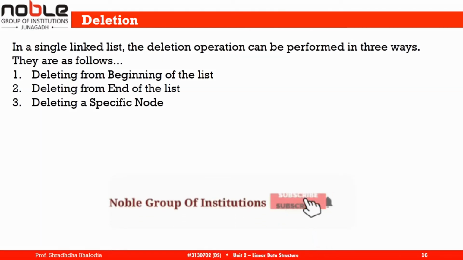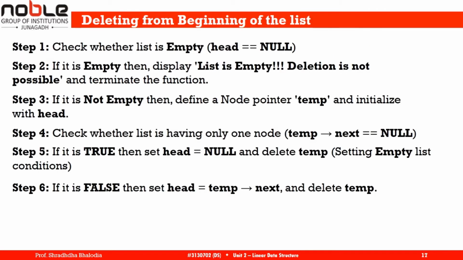Now we move forward to the deletion operations. There are three types of deletion operations: first is deleting from the beginning, deleting from the end, and deleting a specific node. Since the linked list is dynamic, deleting from the beginning, end and a specific location is allowed in the linked list. So first we start with deleting from the beginning of the list.